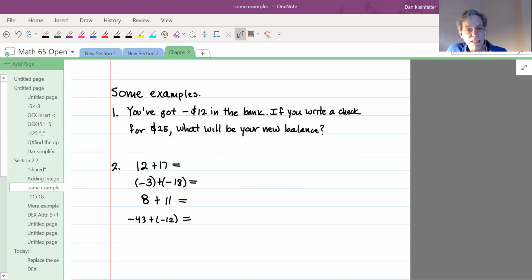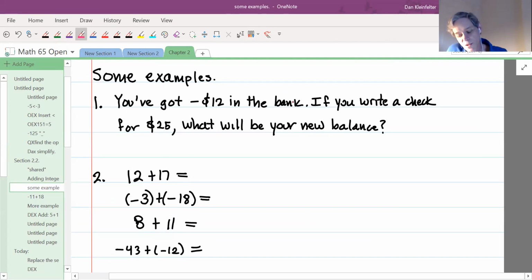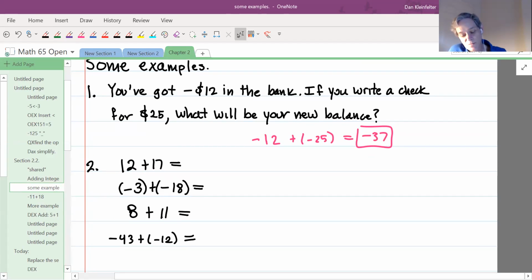Okay, a couple more examples. Suppose that you have -$12 in the bank. Unfortunately, if you write a check for $25, that's going to be another decrease to your account. What will be your new balance? So right now you have -12. We're going to add to it another decrease of 25. You will be in the hole, that is, overdrawn by $37.